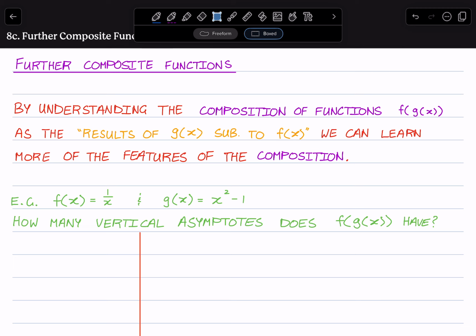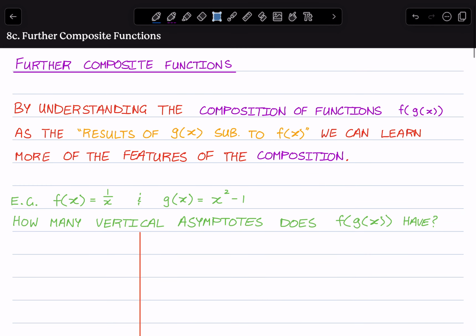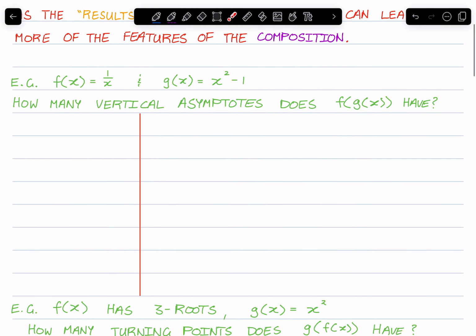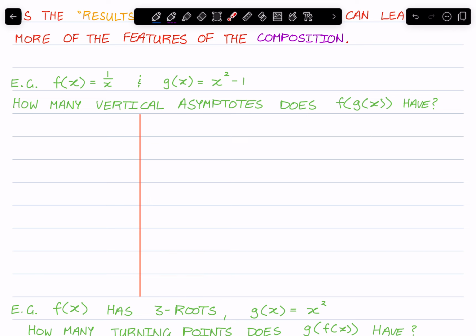Hello class, this is a video tutorial on further composite functions. By understanding the composition of functions f of g of x as the result of g is substituted into f of x, we can learn more of the features of the composition. So I'm going to go straight into 3 examples.